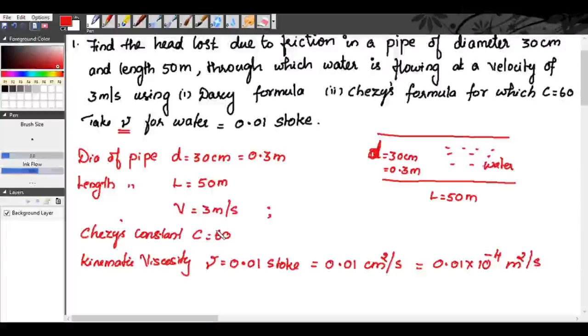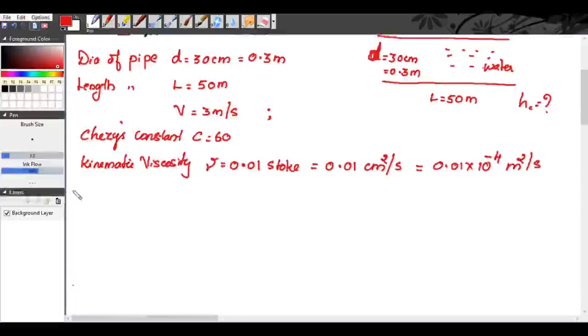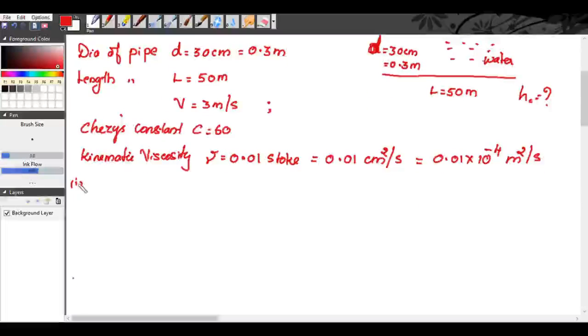Now what we need to find? We need to find the head lost, HF. So we have to use these two formulas. First is Darcy's formula and the second one is Chezy's formula. So first of all, we will use Darcy's formula. So first case, we use Darcy's formula.